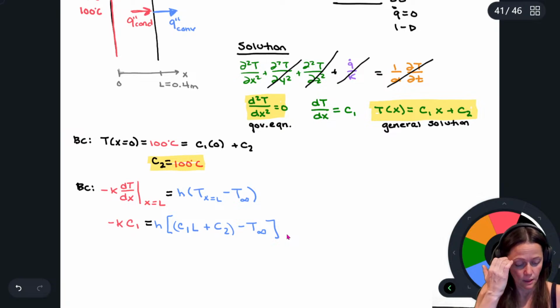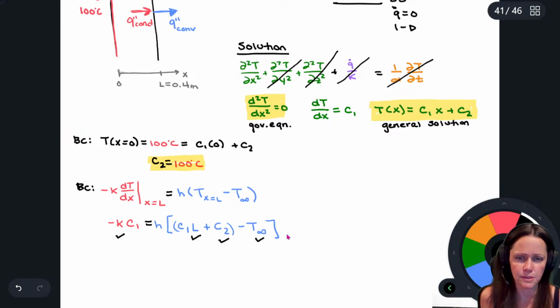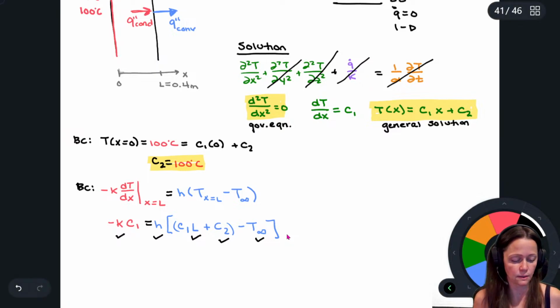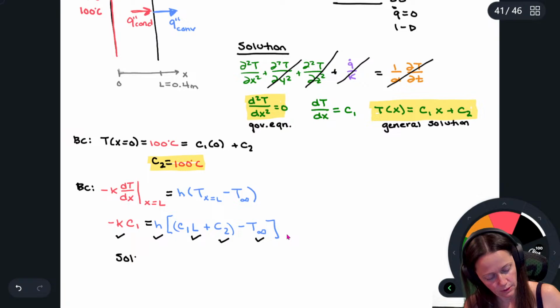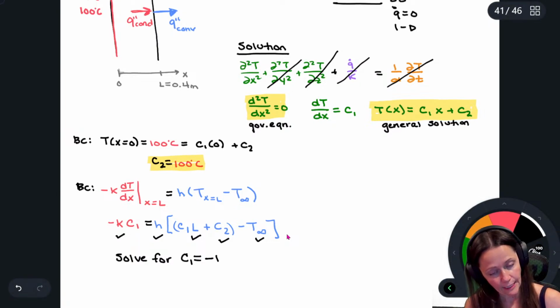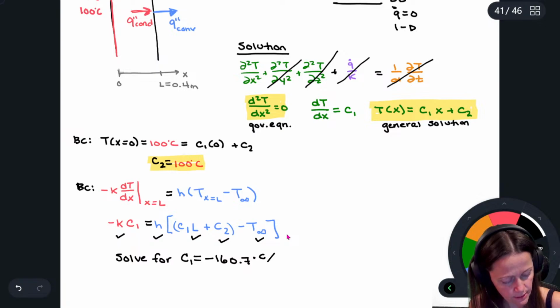So let's look at what I know. I know T infinity. I know C2. I know L. I know k; k was given to me as the 1.6 number. And I know h; that's given to me as well. So I just need to solve for C1. My C1 ends up being negative 160.7, not watts, sorry, degrees Celsius per meter.